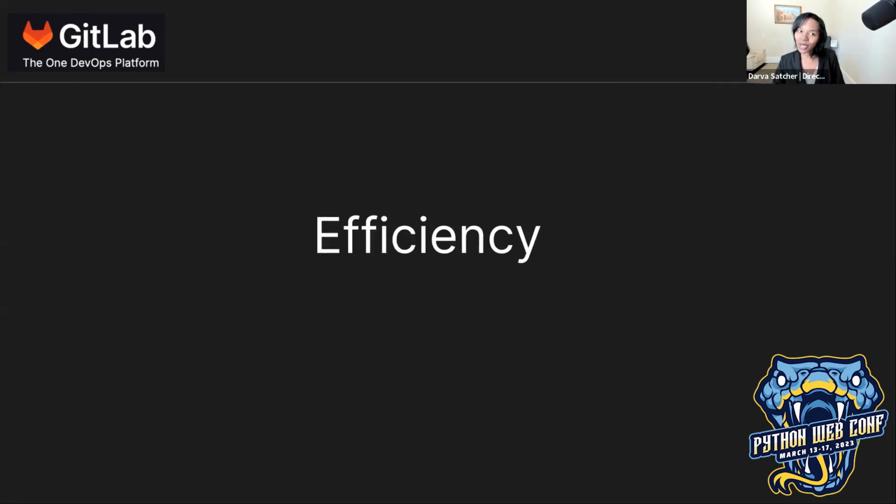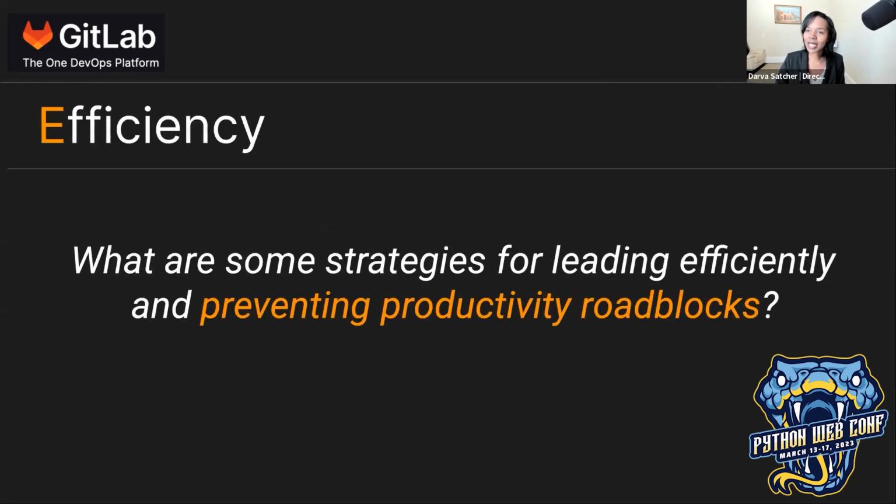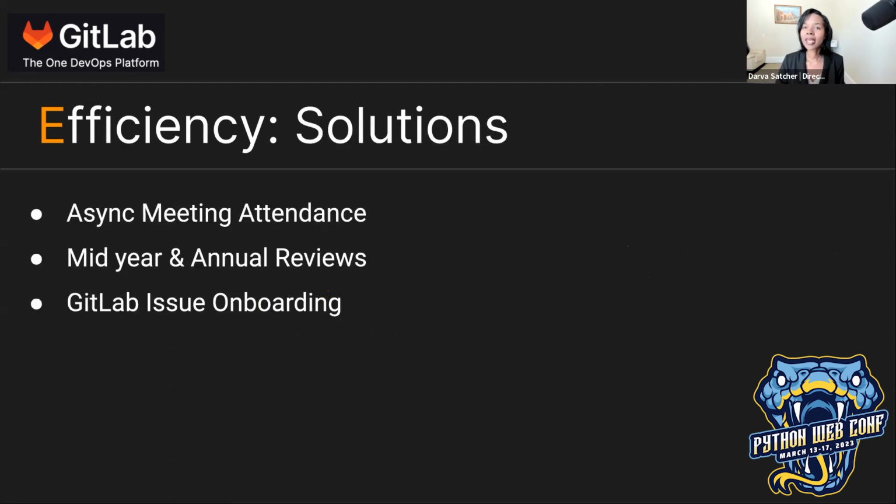The next value I'll discuss is efficiency. So we want to be efficient to prevent productivity roadblocks. Here are a few solutions that we have done at GitLab. Async meeting attendance is the best thing ever. The reason why I love it is because I can literally be at 2 places at one time.